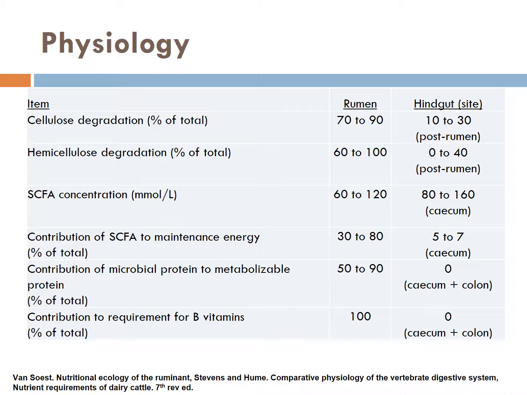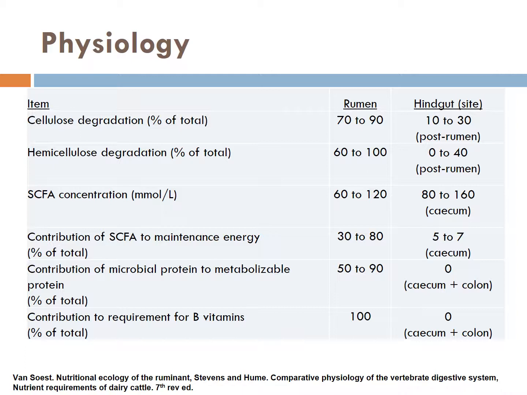That is to say that less cellulose and hemicellulose degradation occurs in the hindgut, but it's not negligible. The short-chain fatty acid concentrations in the rumen and the hindgut are surprisingly similar, which solidifies that fermentation is occurring in the hindgut. The contribution of short-chain fatty acids to maintenance energy is much higher from the rumen than in the hindgut, however. In the rumen, it's 30 to 80%. In the hindgut, it's only 5 to 7%. And this is attributable to the cecum being much smaller than the rumen.